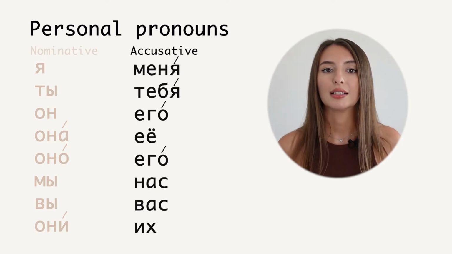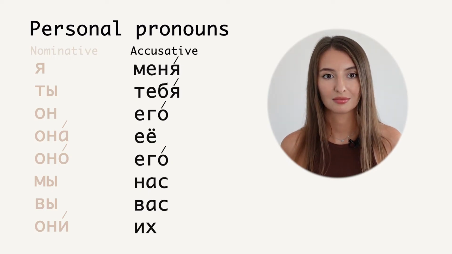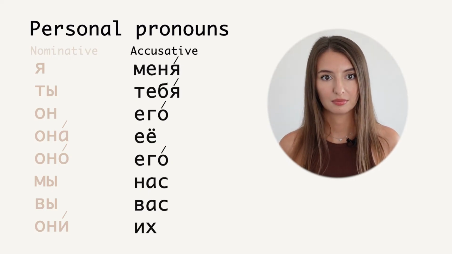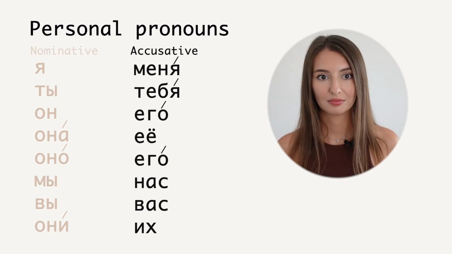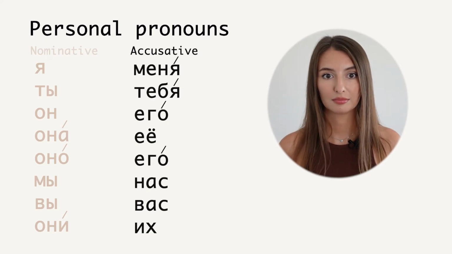Его, ее, его, нас, вас, их. Attentive students notice that он and оно have the same form in the accusative case. You will find a lot of cases where masculine and neuter words will have the same form in our future lessons. Knowing the forms of personal pronouns in the accusative case allows you to ask questions and answer them correctly.